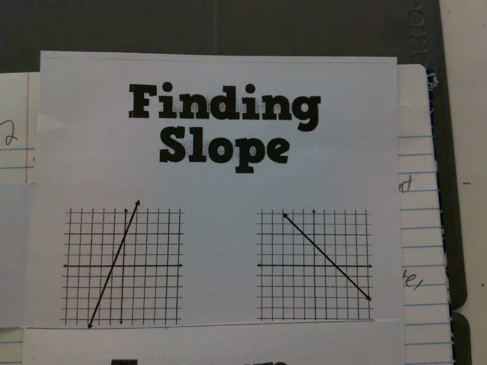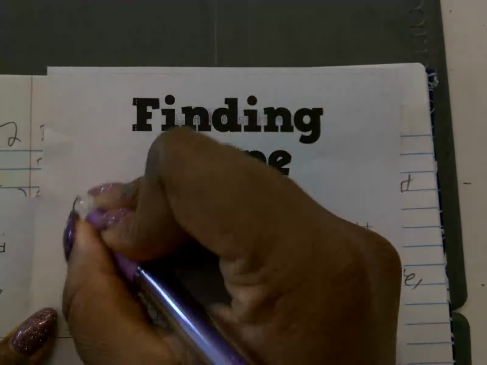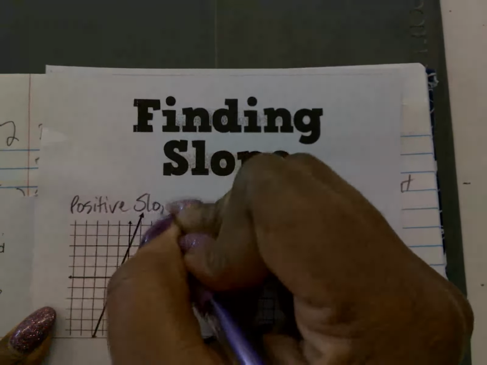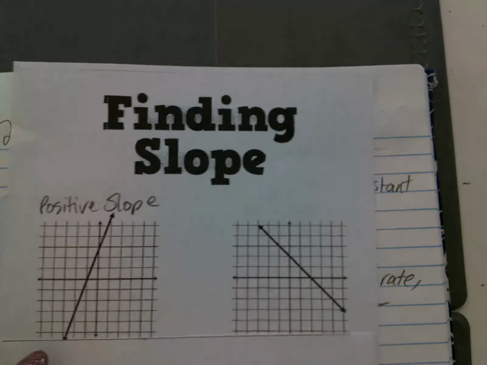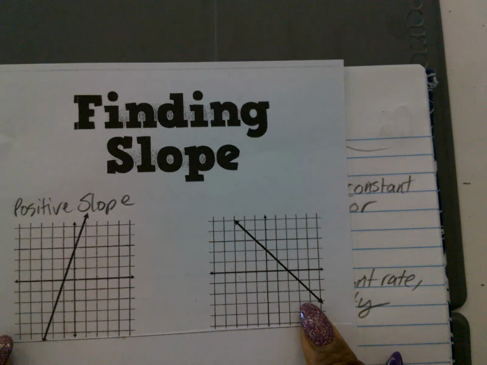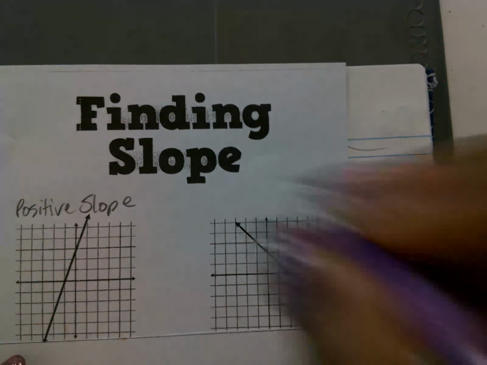All right, any ideas? What kind of slope is this one? Go ahead, babe. Very good, sweetheart. This is a positive slope. Okay. What kind of slope is this line right here? Take your earpiece out. What kind of slope is this one right here? Negative slope.